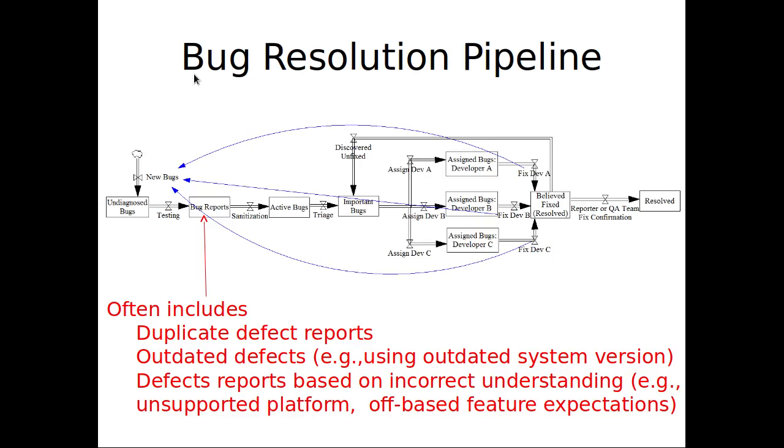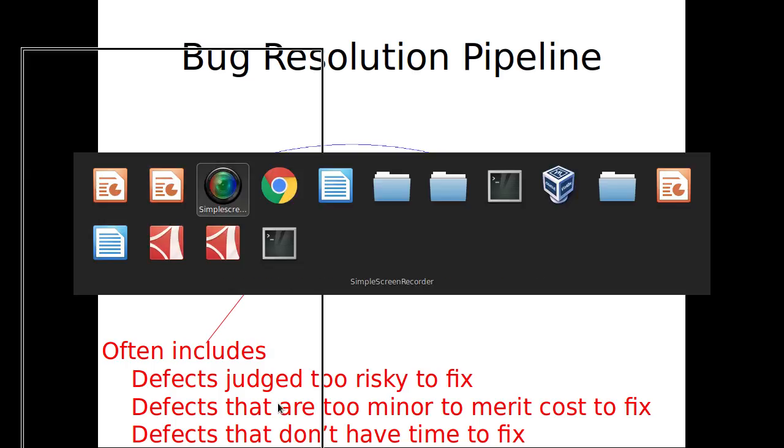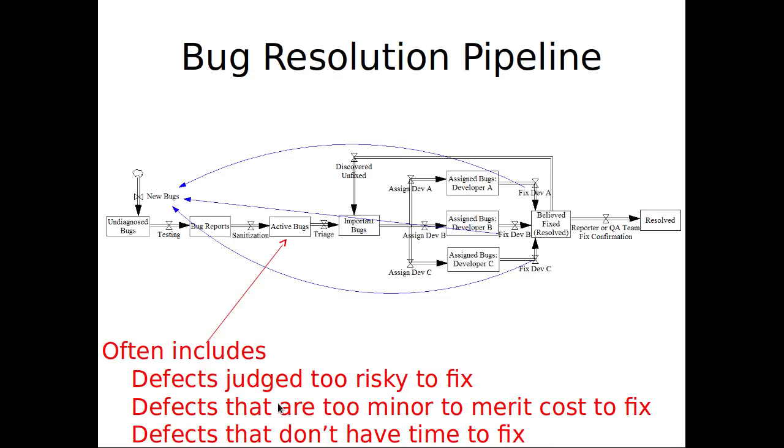So, ladies and gentlemen, this category here includes those that are too risky to fix, too minor to merit fixing, or those that you don't have time to fix. Why is it that you might elect not to fix a bug? I want to be very clear about this. That may sound perverse, to leave a known defect. Why is it you might deliberately say we're not going to be fixing that anytime soon? Let's focus on that.